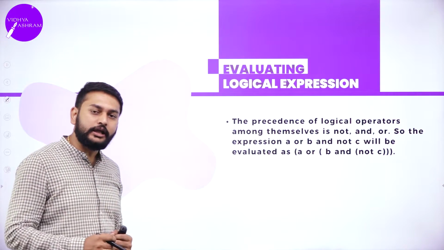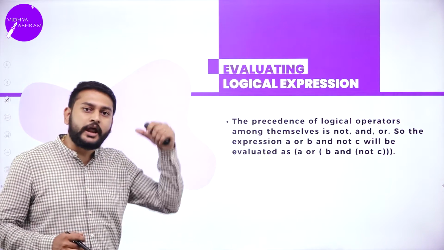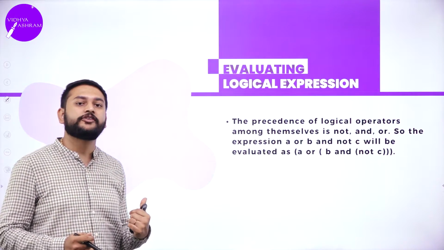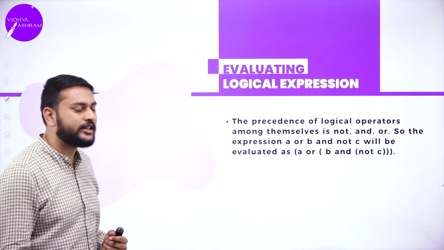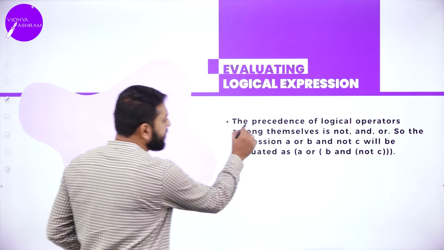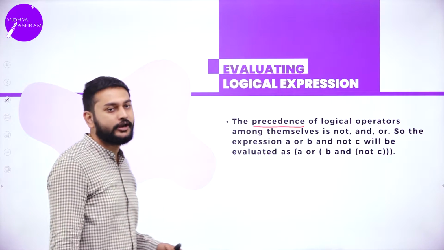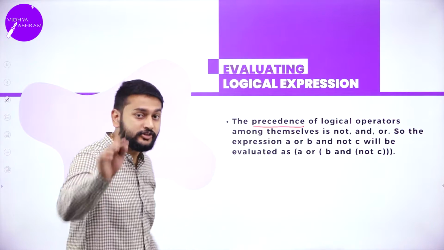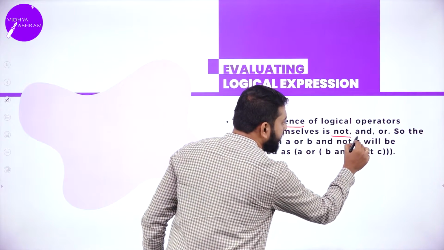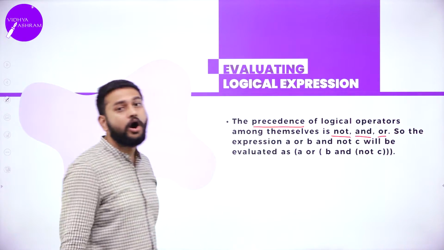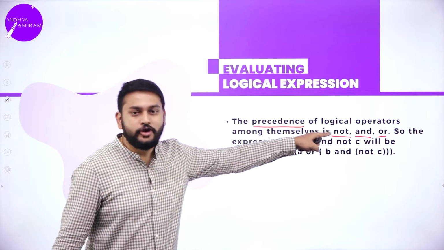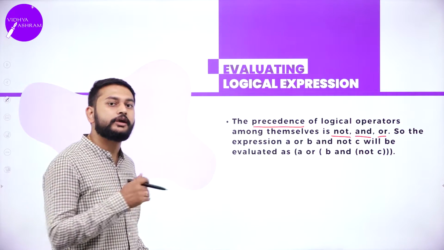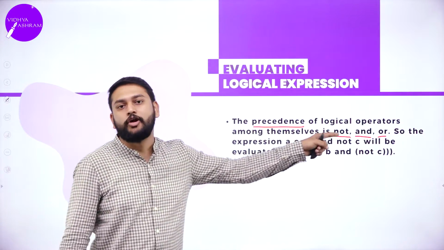The priority of the logical operators is different; it is not like the relational operators. Let us understand the priority. Precedence is what I call priority. Among the logical operators, the first priority is for not, then and, and the last one is or. Remember, first not, then and, then or. This is how the priority goes among the logical operators.